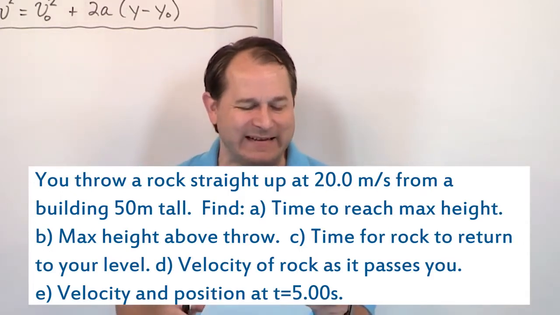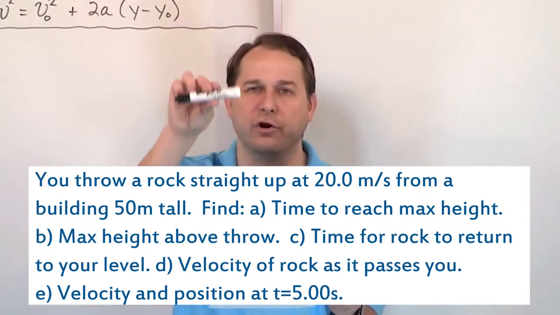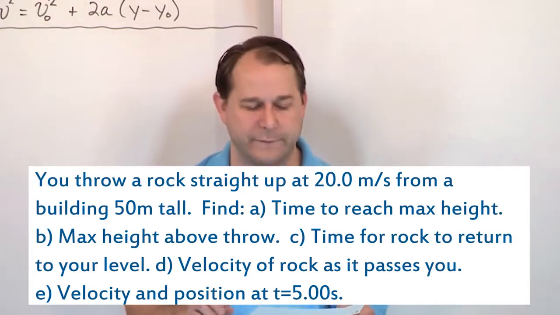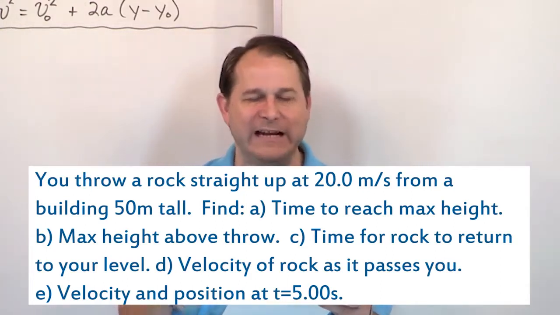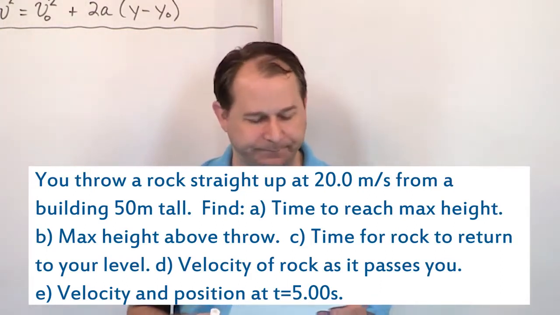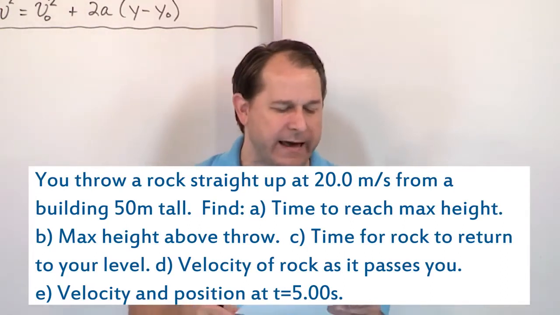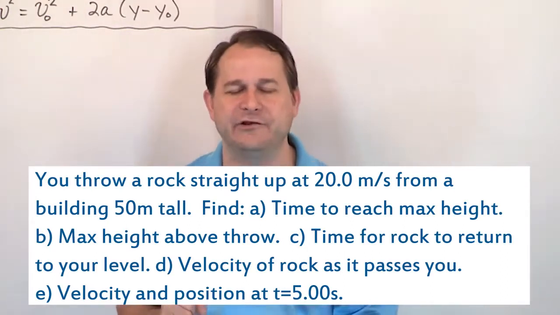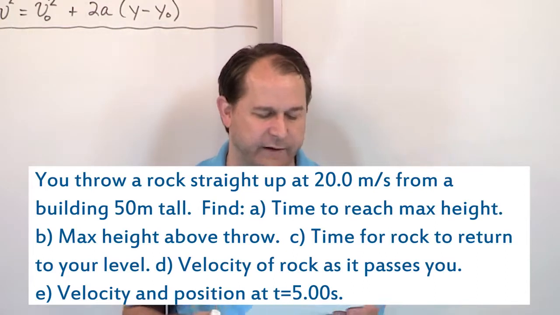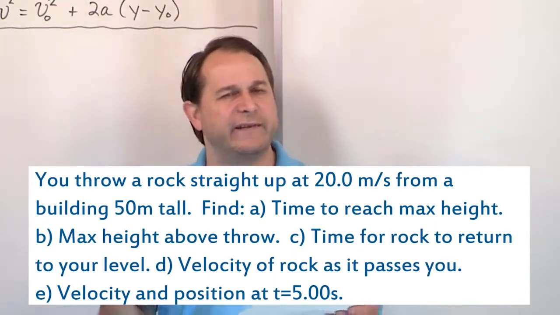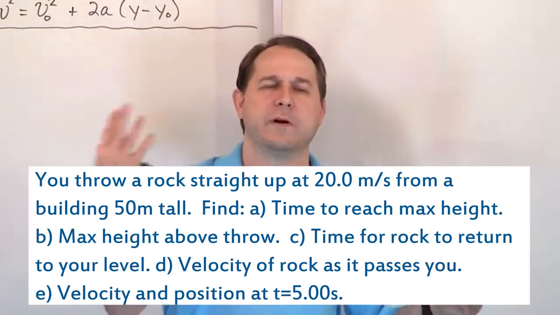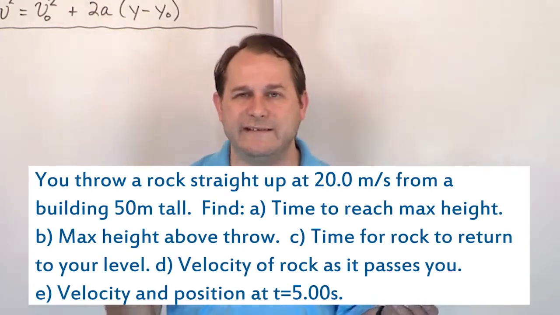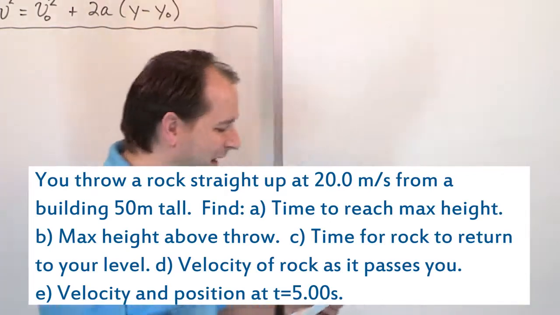Part C, what is the time that it takes for the rock to return down to your level, wherever you threw it from? The next one, Part D, what is the velocity of the rock as it passes you, where you threw it from? And Part E, what is the velocity and position at t equals 5.0 seconds? So there's a lot of stuff here. Even though it's a simple problem, you throw a rock up and you want to basically find out what's going on, we still have to draw a picture because it's going to make it a lot easier.